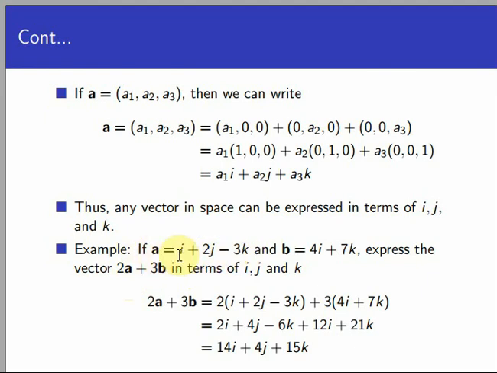2 times a means 2 times i plus 2 times 2j. 2 times 2 is equal to 4j, so we get 4j. 2 times 3 is equal to negative 6k.